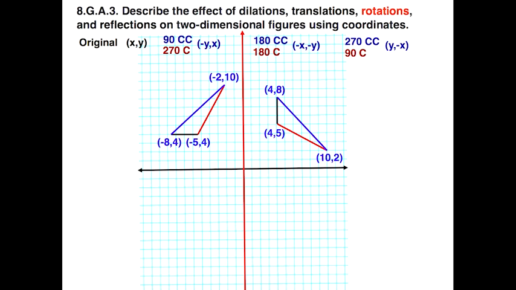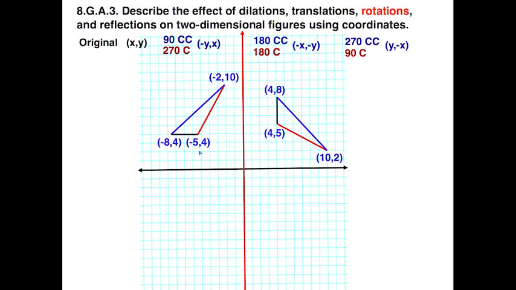Now let's compare that to the original. Well, let me see. Here, the original x is now our y-coordinate, and it is the opposite sign, so that makes sense. And then the y-coordinate originally was 10, and our x-coordinate over here is a 10, so that makes sense. Our x-coordinate now is what used to be the y originally.